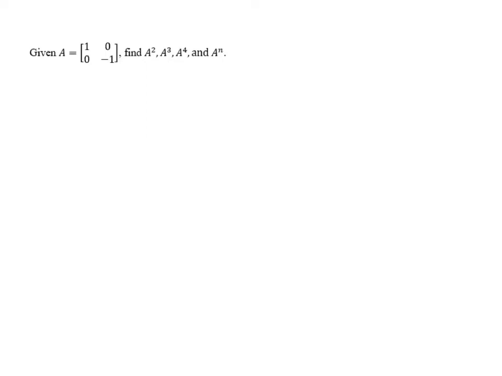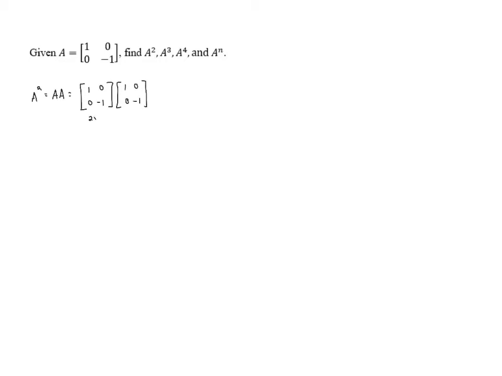Given A equals the 2 by 2 matrix with elements 1, 0, 0, and -1, find A squared, A cubed, A fourth, and A to the nth power. We'll start with A squared, which we know is A times A. So we're going to have to use matrix multiplication here to find the product of A times A.